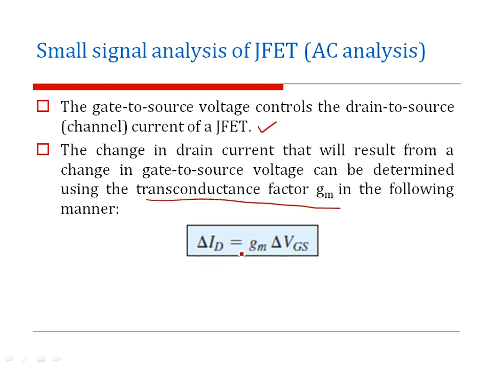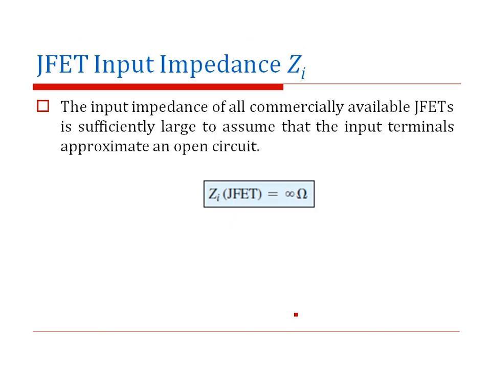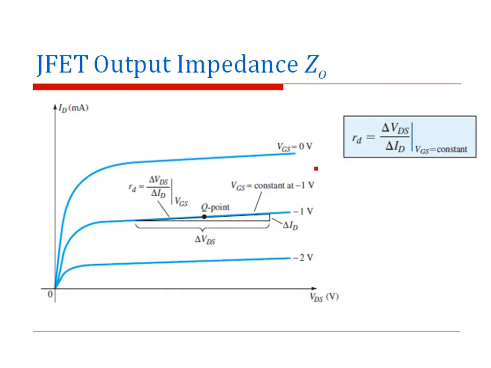It is relating the output to input, or gm is equal to delta ID by delta VGS. This is the output, this is the input. Now the JFET input impedance is assumed to be an open circuit because it is sufficiently large, close to infinity. Since the input impedance is close to infinity, the output impedance can be found out from the characteristics of JFET.